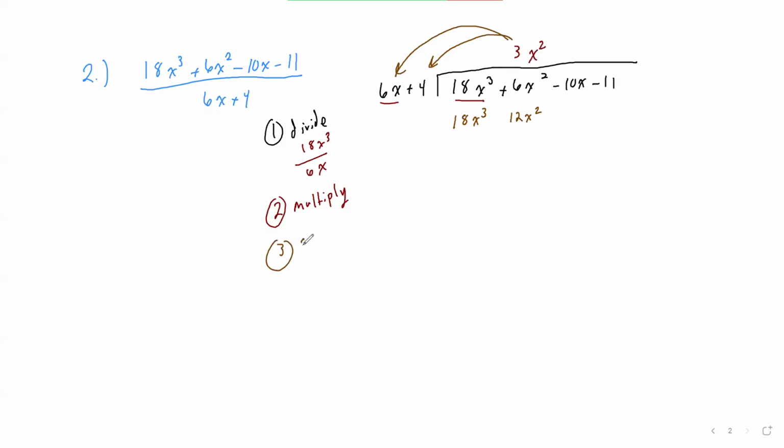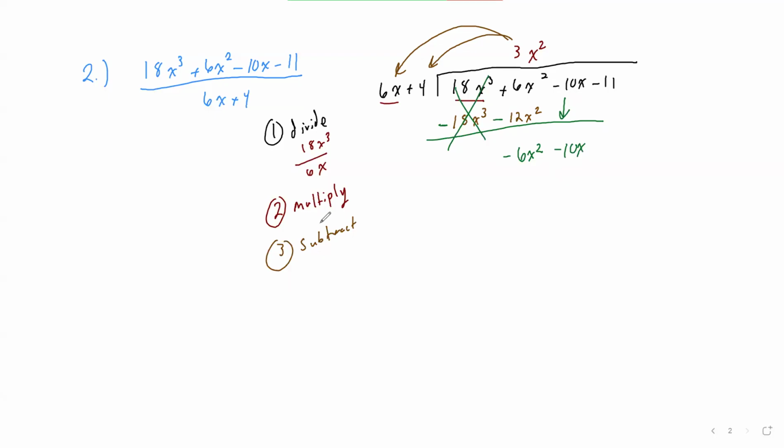Step 3 is to subtract. So the way subtraction works is you basically just change all the signs of the interior. So this right here will become a minus, and this will become a minus. So 18x cubed minus 18x cubed is 0. You want that to cancel out. If it doesn't, you've done something wrong. And then 6x squared minus 12x squared gives me negative 6x squared. And then we just drop down and repeat. So I guess it's really just 3 steps. But I'm going to repeat the same process.